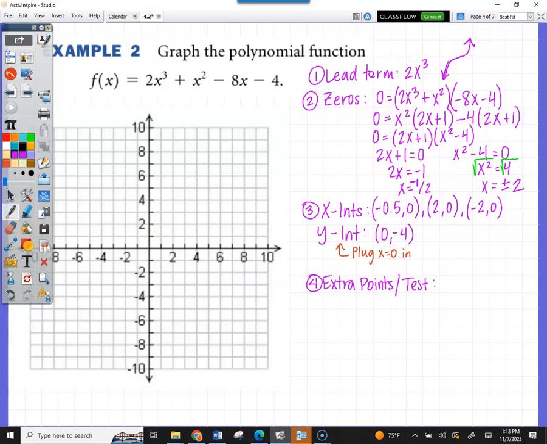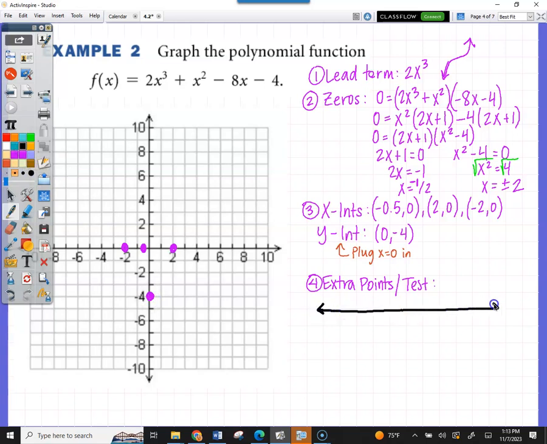Now let's plot these. It's just the last one. So we've got negative a half, 2, 0, negative 2, 0, and then 0, negative 4. And then now, extra points.